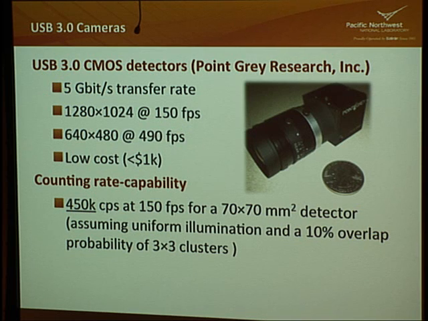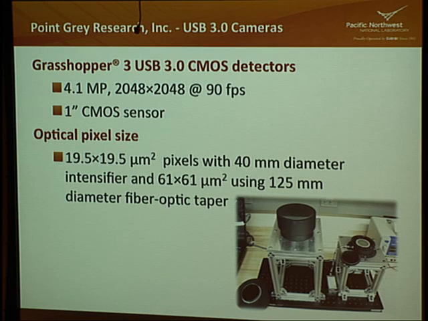So you have megapixel cameras that run at 150 frames per second, close to 500 frames a second at reduced resolution, but they're also very low cost, less than $1,000. And with these detectors, you can get very high counting rate capabilities. The latest one, in the last few months, is a 4-megapixel camera, 2048 by 2048, that runs at 90 frames per second. When that CCD camera is coupled to the 4-centimeter active area, you have roughly 20 micron pixels. For the large area, that provides about 60 micron pixels across the entire area of the detector.